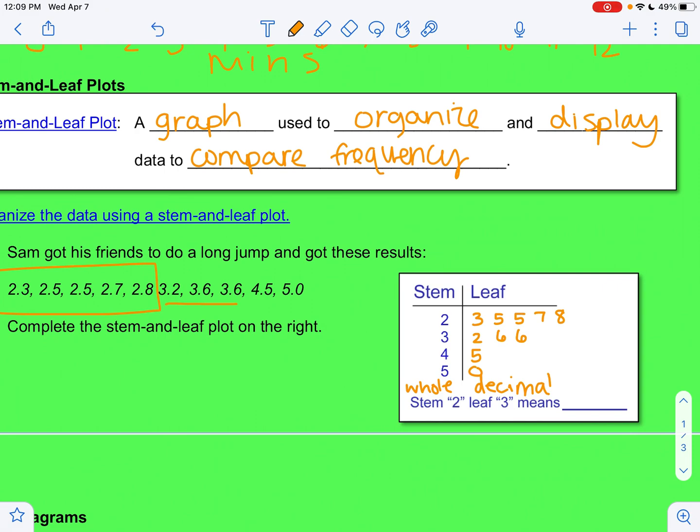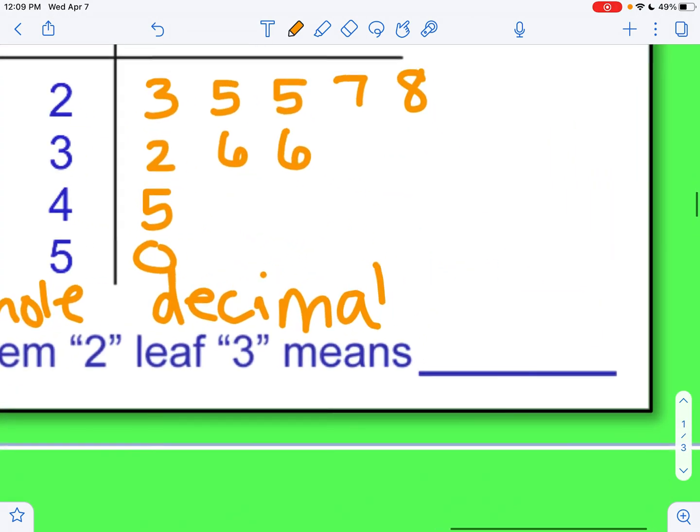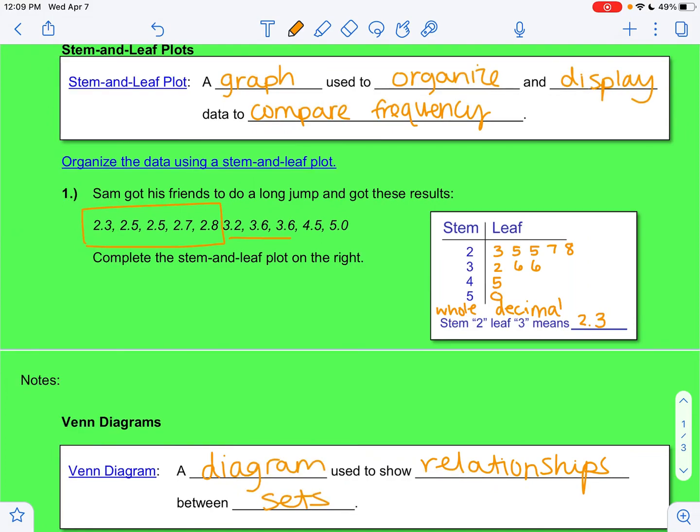Now it's super important when you are looking at them and trying to read a stem and leaf plot that you understand that this is not just 3. It is 2.3. So make sure that you pay super close attention, because it says stem 2, leaf 3 means 2.3. It doesn't mean 23. In this case, it means 2.3. So you'll have to be super careful when you are looking at stem and leaf plots.